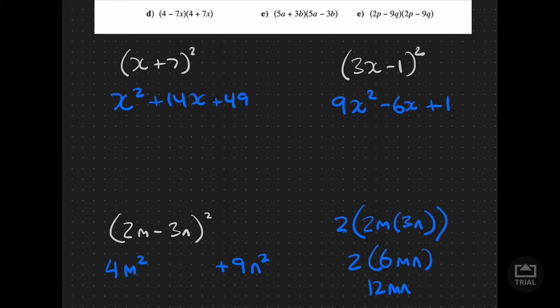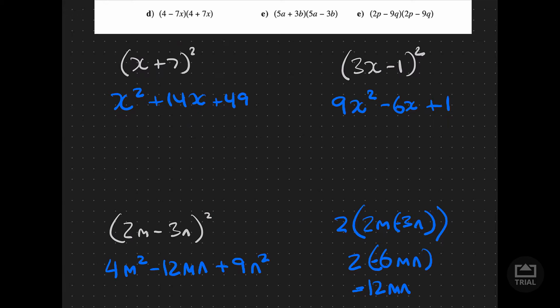Now, the one thing I do have to be careful of is that it's a negative 3n in there, which means that's going to be a negative 12mn. So this is minus 12mn. So there's our final answers.